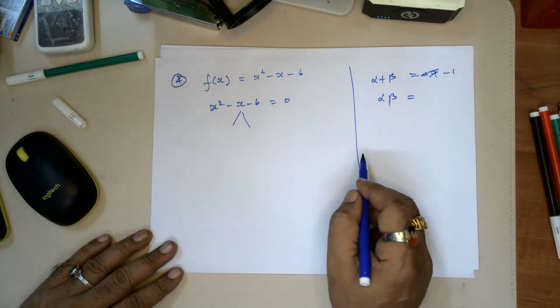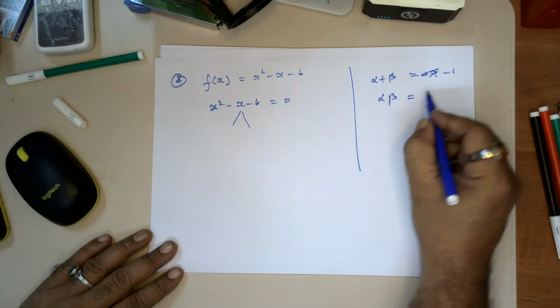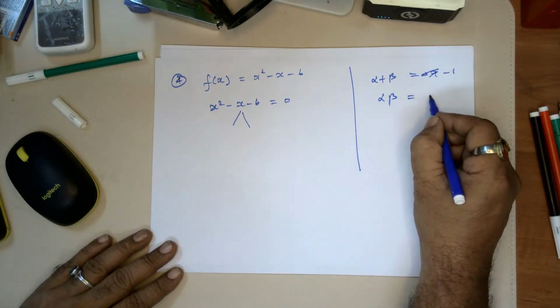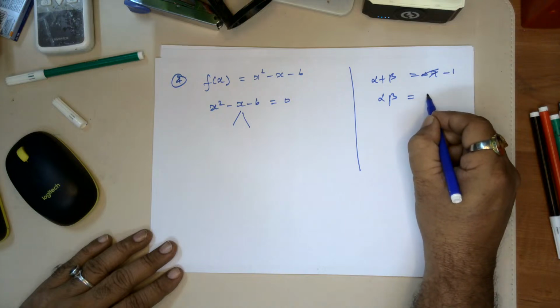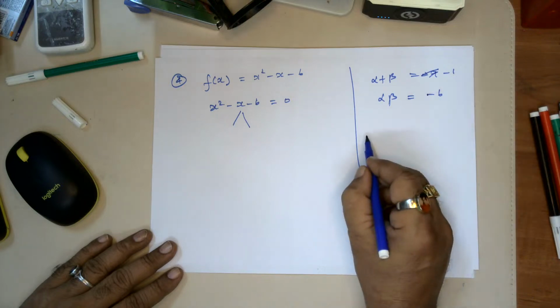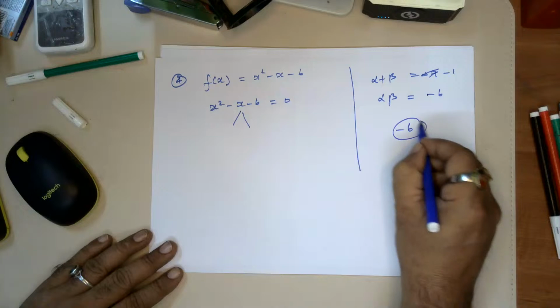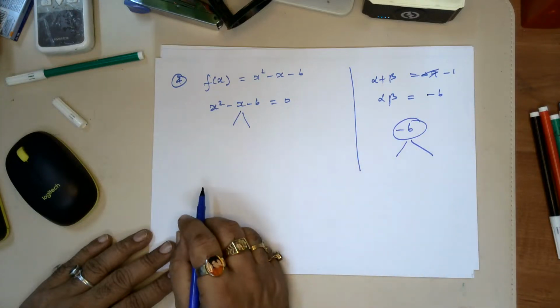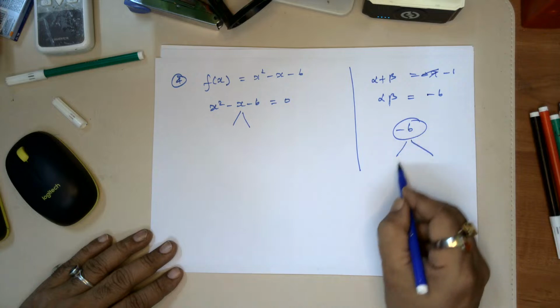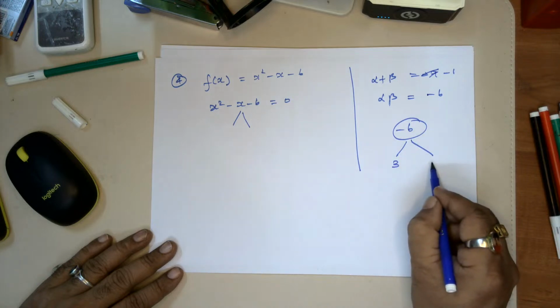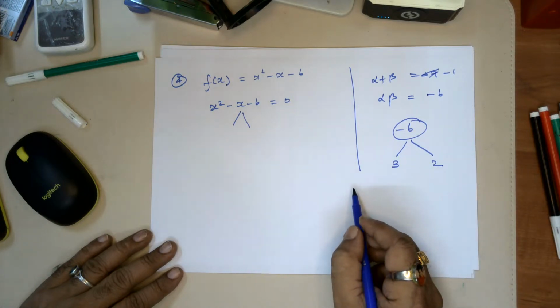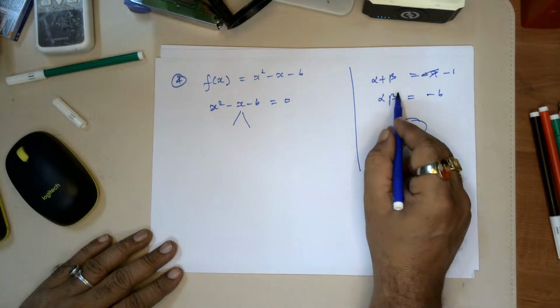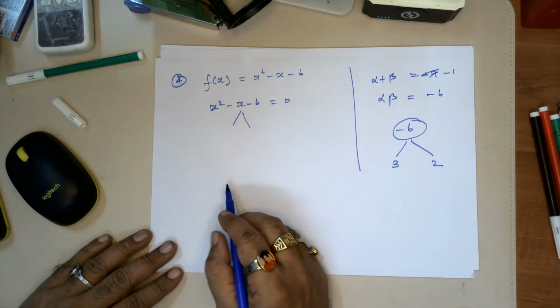Let us consider only the coefficient. And alpha beta is, in this case, how much? That is minus 6. So let us consider this minus 6. Let us factorize this one. So we can get this as 3 and 2. But at the same time, on adding, you should be able to get minus 1 here.